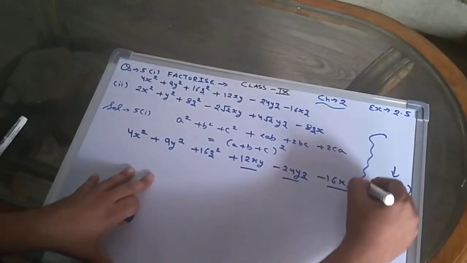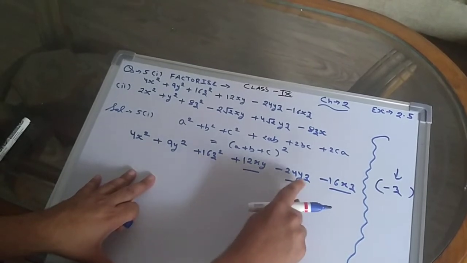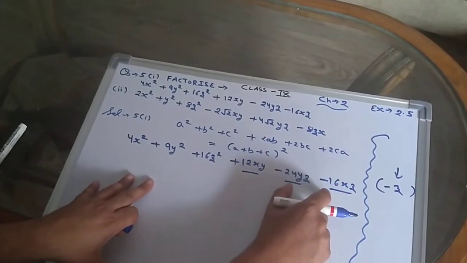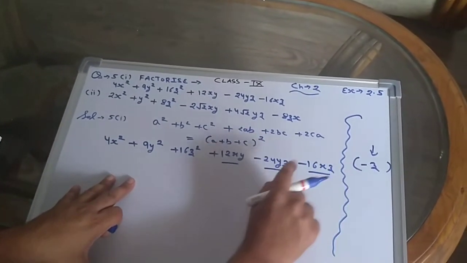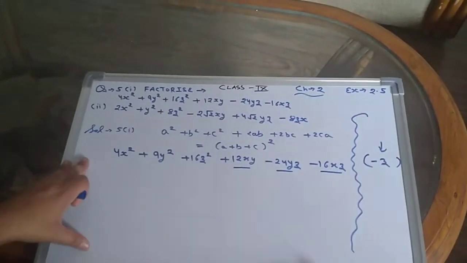We have to do this in rough. This is the statement. I just identify with which variable I got the negative sign. I got the negative sign with the variable z. Now I start the question.